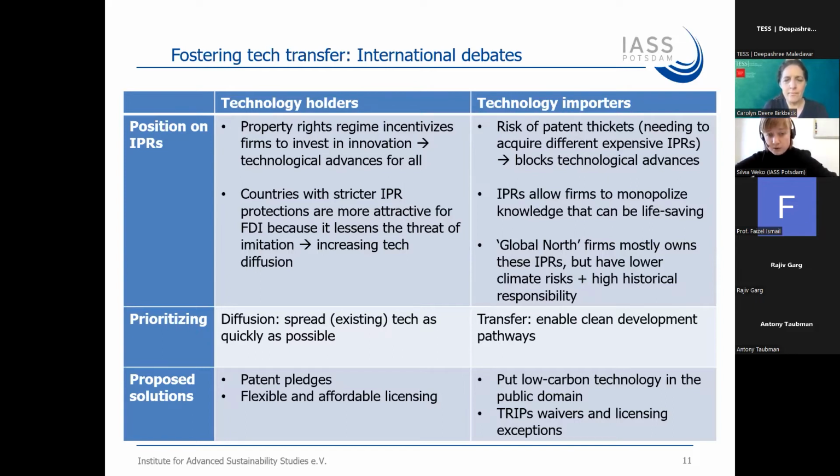So some proposed solutions to this from either side basically are the importance of making patents affordable and making them also flexible, so having important exceptions. And also there's been some work on patent pledges. This hasn't really panned out though. And there's also a drive from technology importers largely to have waivers to the TRIPS agreement, licensing exceptions, and to put important technologies into the public domain.